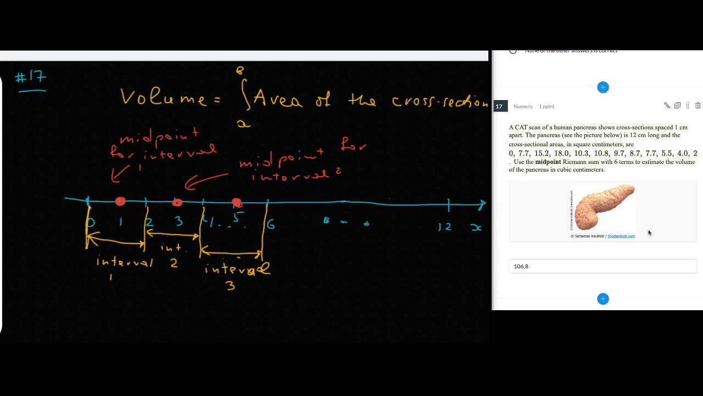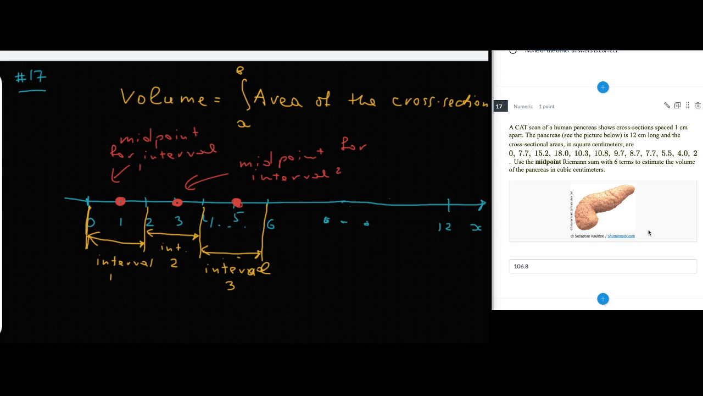Now here I schematically drew an x-axis which runs the length of the pancreas. So the pancreas is situated between x equals 0 and x equals 12. And I also indicated the points where the cross sections whose areas we have were taken. Namely, the cross sections are taken at x equals 0, x equals 1, x equals 2, etc. And we have 13 areas like this.